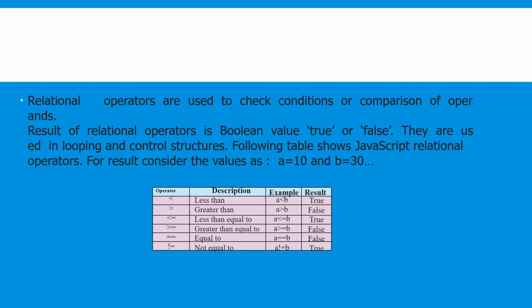Equal to, so it gives double equal to sign, equal to. a equal to b. 10 is not equal to 30, so result is false. Not equal to, that is exclamation mark and equal to. So a is not equal to b. 10 is not equal to 30. So my result will be true. So less than, greater than, less than equal to, greater than equal to, and not equal to. These are the relational operators in JavaScript.